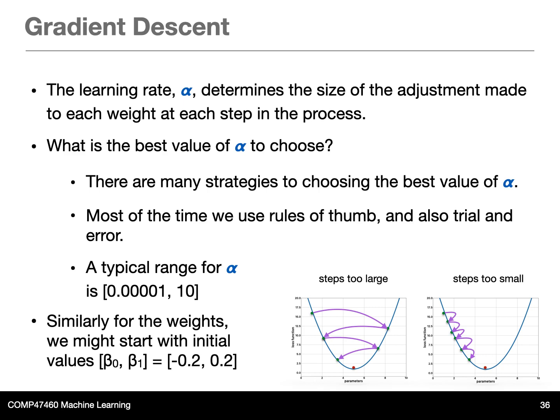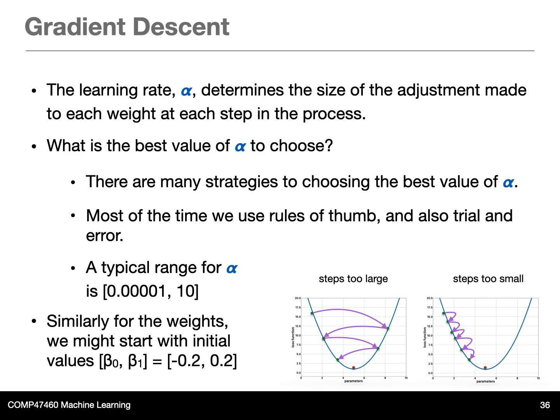How do we choose the learning rate alpha? Well, alpha determines the size of the adjustment that's made to the weights at each step in the gradient descent algorithm. There are in fact many strategies for choosing the best value of alpha. A typical range for this starting value of alpha is something in the range of 0.0001 to somewhere about 10.